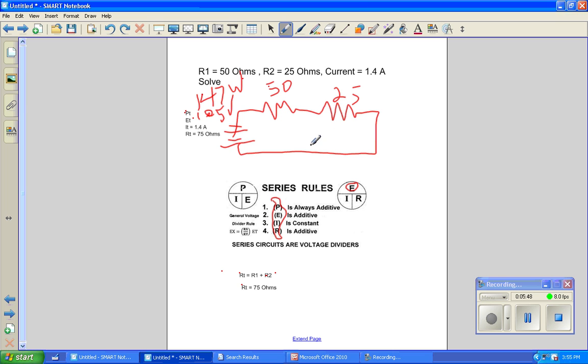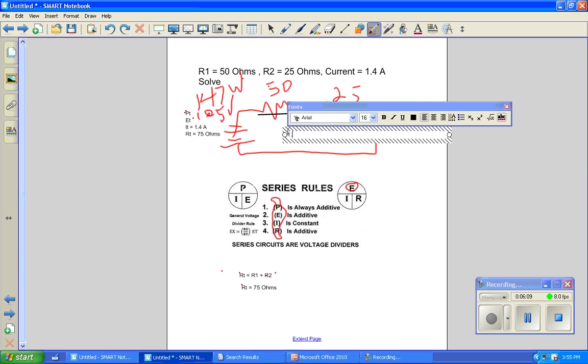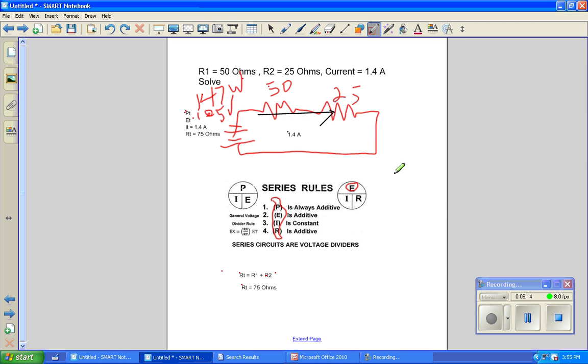Okay, now what I want you to observe right now is that we have a current flow that is constant through this whole circuit, right? But what is our current flow? Right, 1.4 amps. Now, if that's true, can we take our PEIR and stick it right here? Which is what we're going to do from now on.